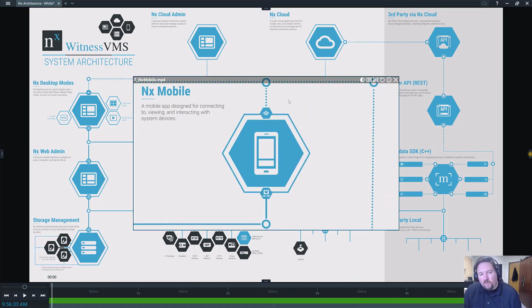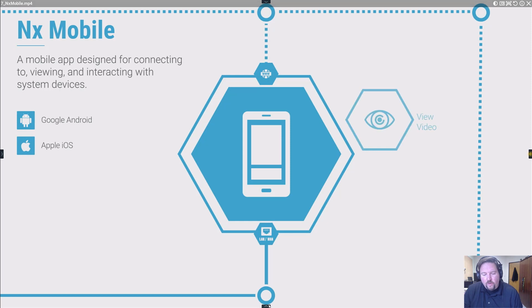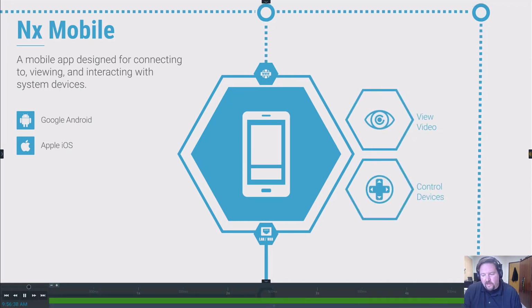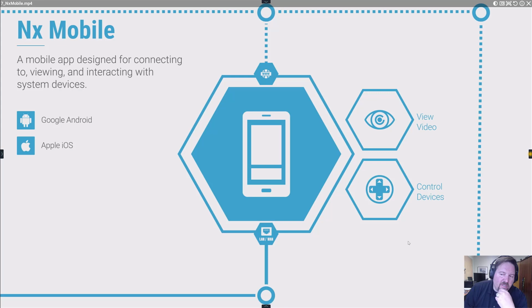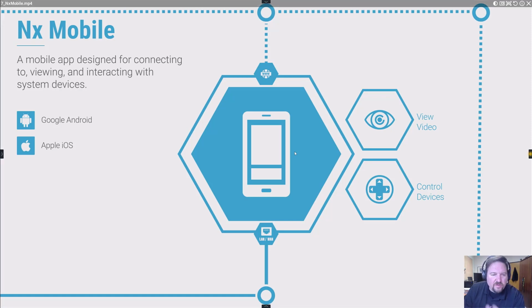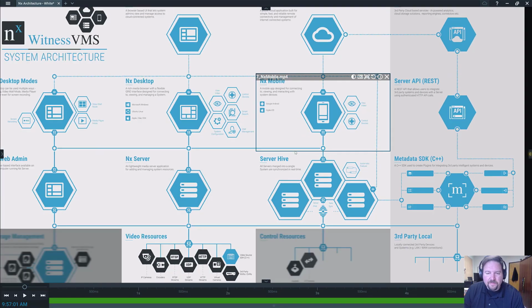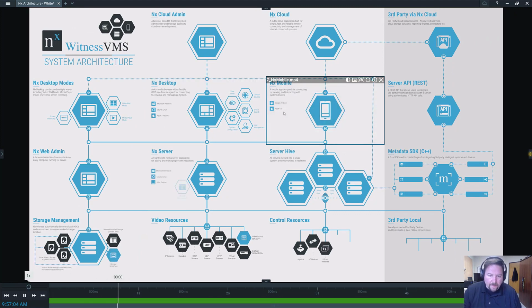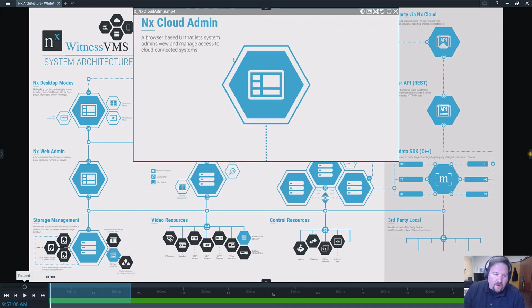Mobile. The mobile app is really a quick glance tool into a system. As a result, it's focused on viewing video, live or recorded, from your system, and also controlling devices remotely. We have soft triggers now in the mobile app. You can do PTZ control, you can do fisheye dewarping. It's a lightweight client for iOS and Android devices that gives you insight on the go into your system. All right, so that's the thick client part of the system.